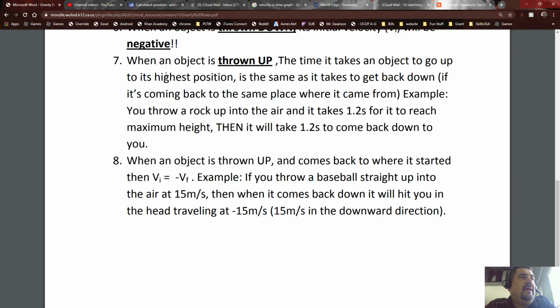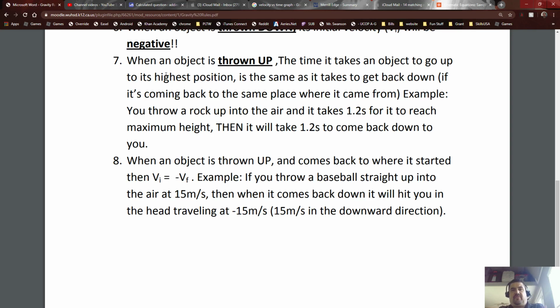That's what it's saying. Rule 8: when an object is thrown up and it comes back to where it started, vi is equal to negative vf. All that means is this. It's quite simple. If you throw it up at 10 meters per second, it'll slow down until it stops at its highest point. Then it starts to have negative velocity, so it goes down, down, down until it hits your hand back where it came from, and it'll be going negative 10 because it's going downward at the same speed as you threw it up.